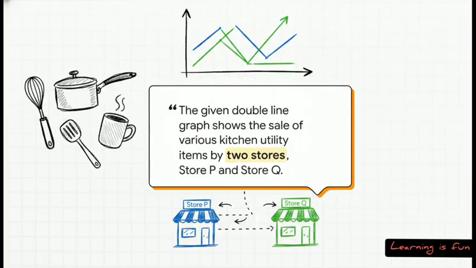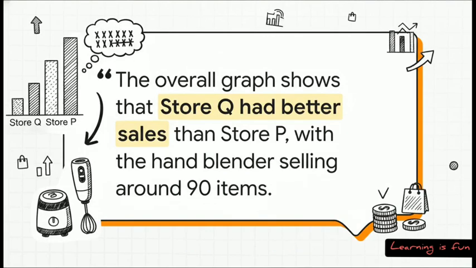Let's kick things off with our introduction. Remember, we just need one sentence that explains what the graph is about. This sentence right here, it's perfect. It tells us the type of graph, what it's about, who's being compared, and the context. A flawless start.